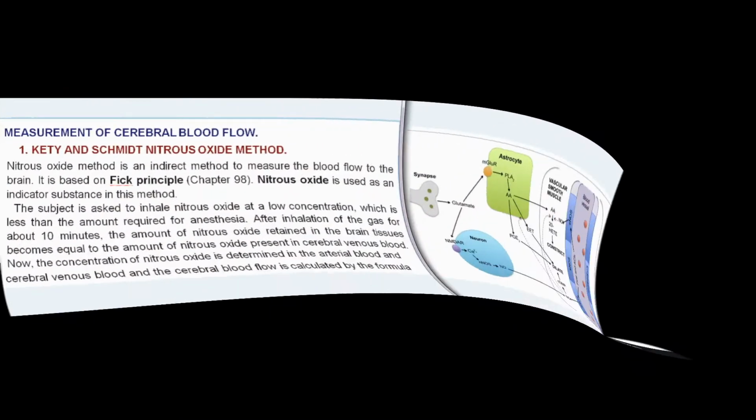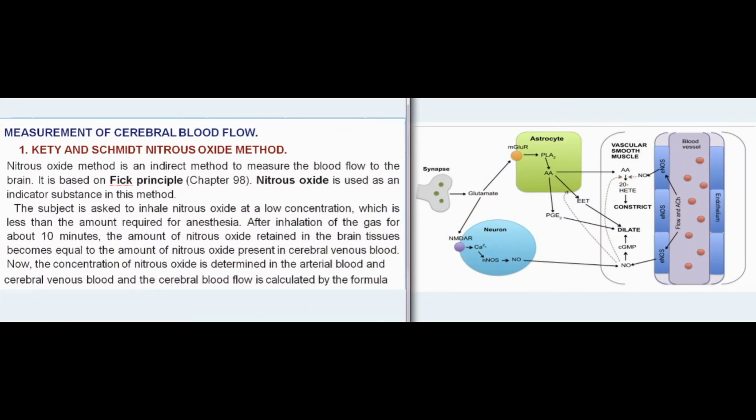Measurement of cerebral blood flow. 1. Kety and Schmidt nitrous oxide method. Nitrous oxide method is an indirect method to measure the blood flow to the brain. It is based on Fick principle, Chapter 98. Nitrous oxide is used as an indicator substance in this method.